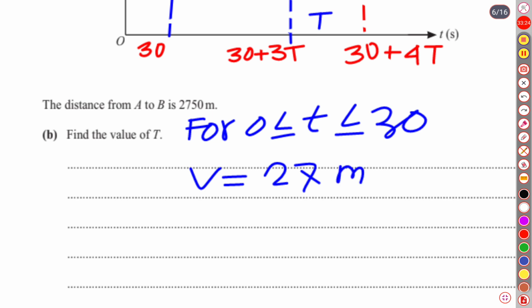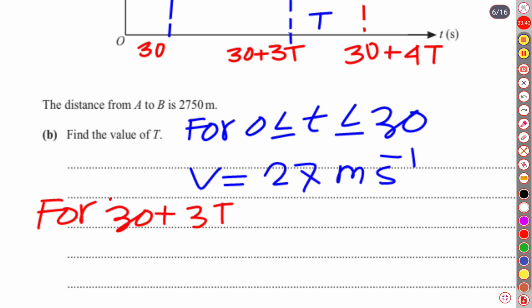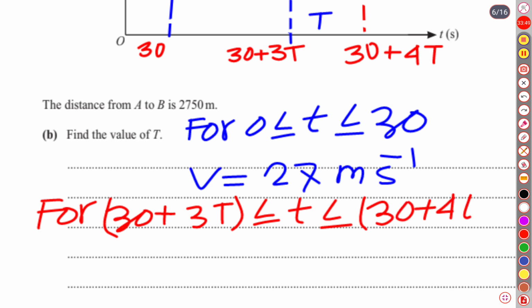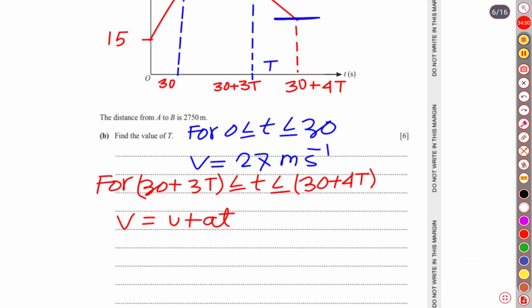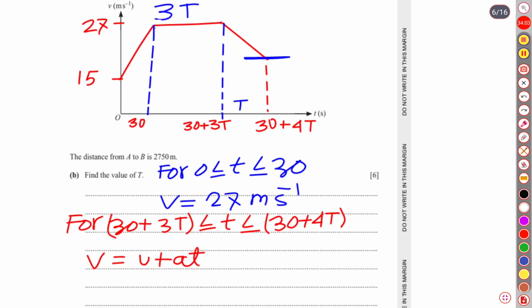Already we have collected this from the first part. Now for the third phase, from 30 plus 3T seconds until 30 plus 4T, it is uppercase T actually, as they have mentioned. So v is equal to u plus at. Our final velocity is not known to us.